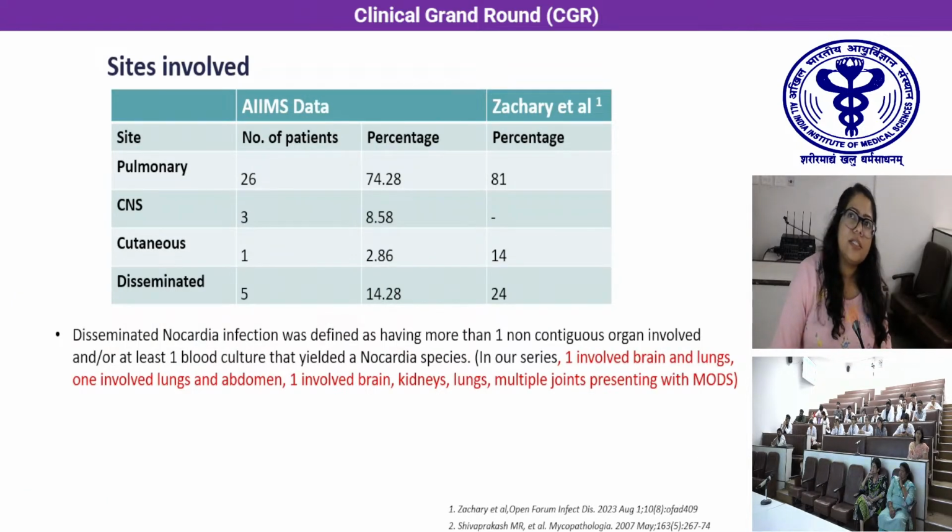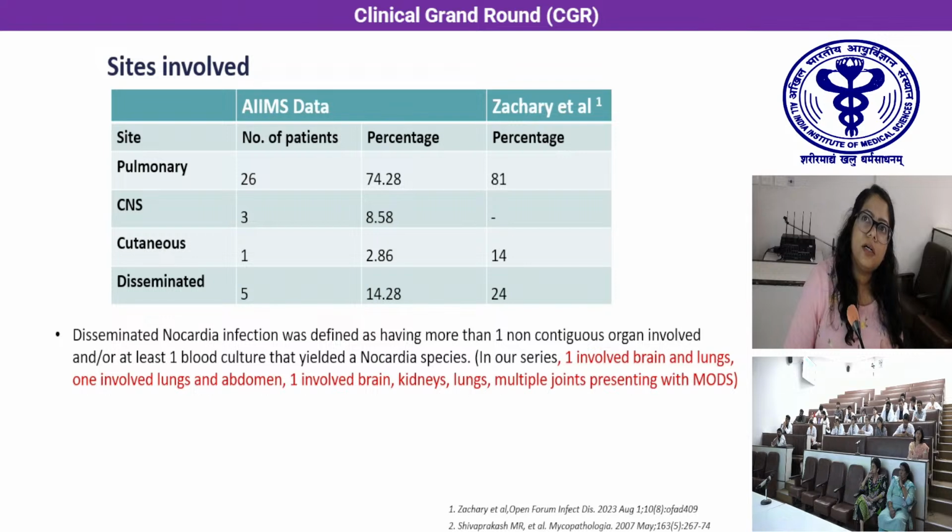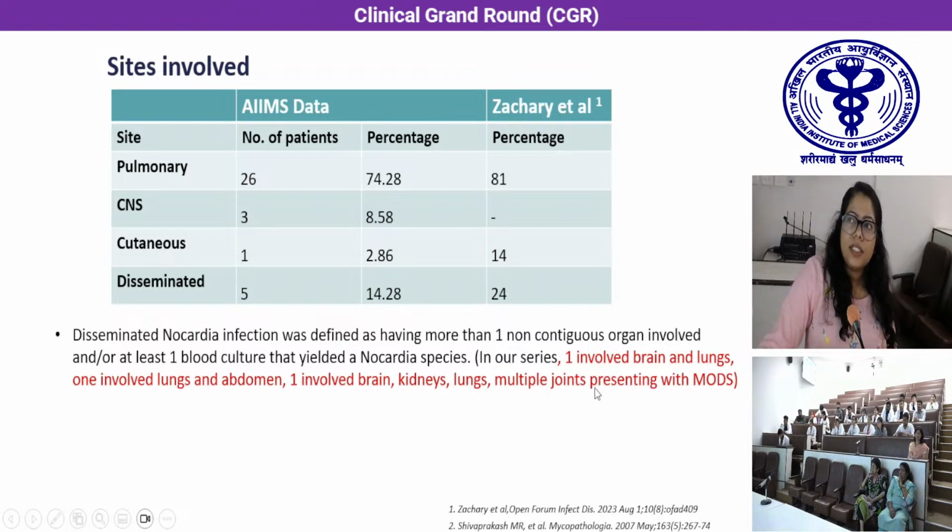So coming to the major sites involved in our cases, the most common site was lungs, which contributed around 74%, followed by disseminated infection at around 14%. In our series, there was one patient who had involvement of both brain and lungs, one patient involving both lungs and abdomen, and one patient who had multi-organ involvement.